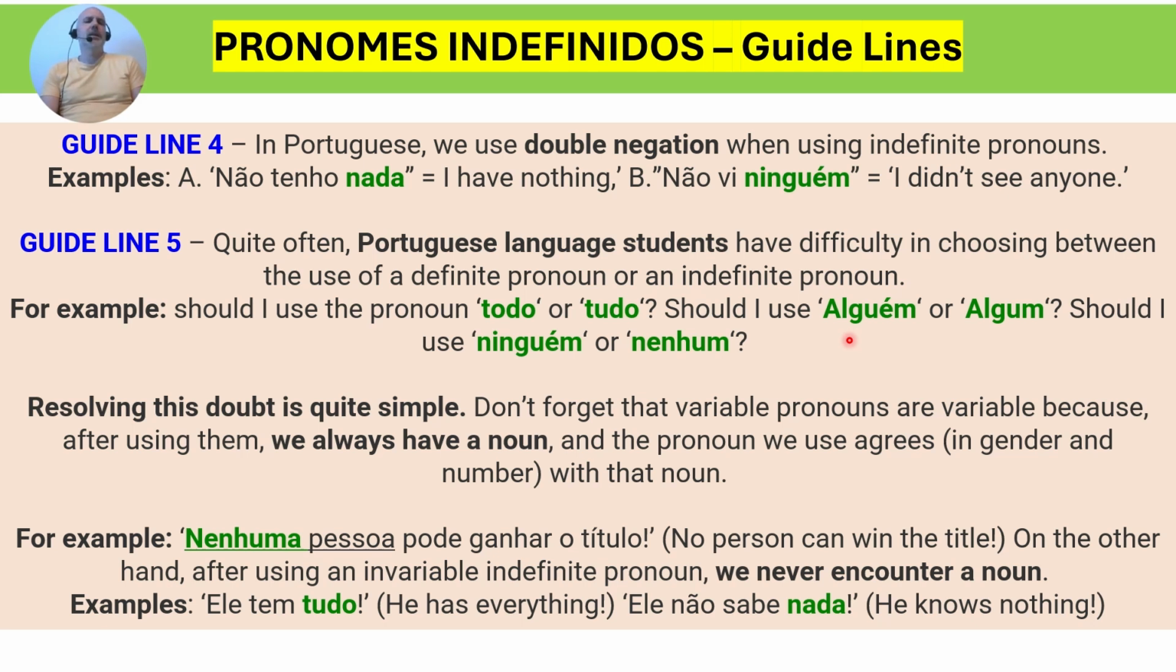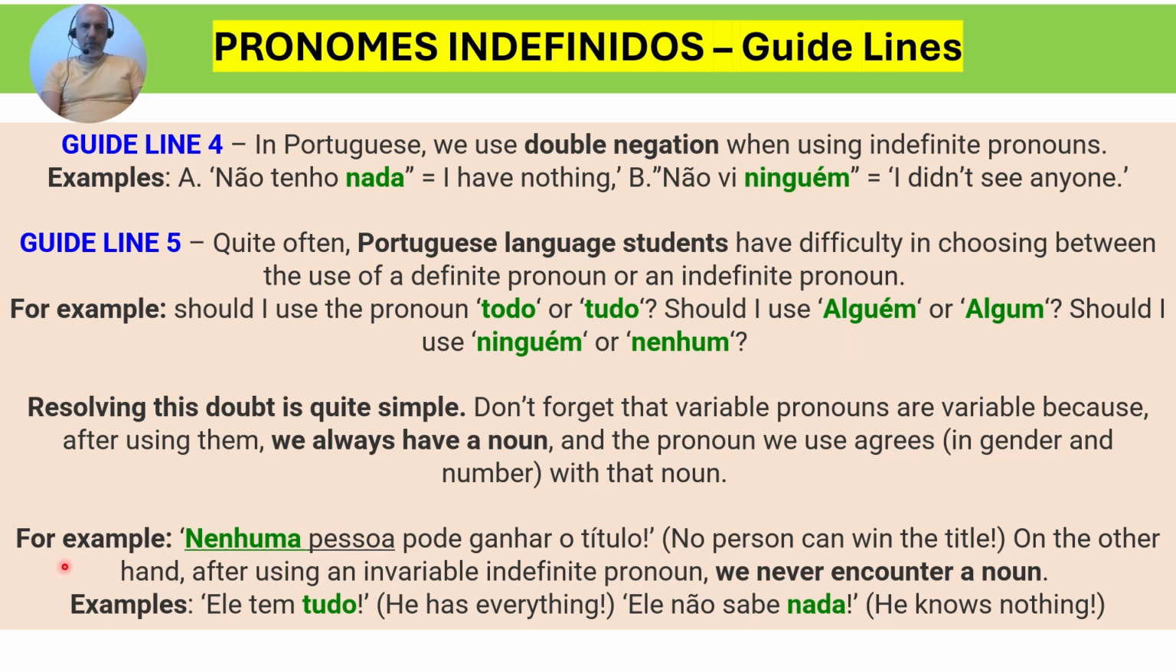But don't forget that every time you use a variable indefinite pronoun, they are variable because you have a noun after it. So we say muitos gatos. So muitos, it's a variable indefinite pronoun. Gatos, it's a noun and it's masculine and it's plural. That's why I use muitos. If I'm talking about the gatas, female cats, I would say muitas gatas, right? So this muitas is in accordance with the noun that follows, that is gatas, plural feminine, okay? And it's always this guideline that you have to use. And if you do that, it will be very easy for you to solve this problem.